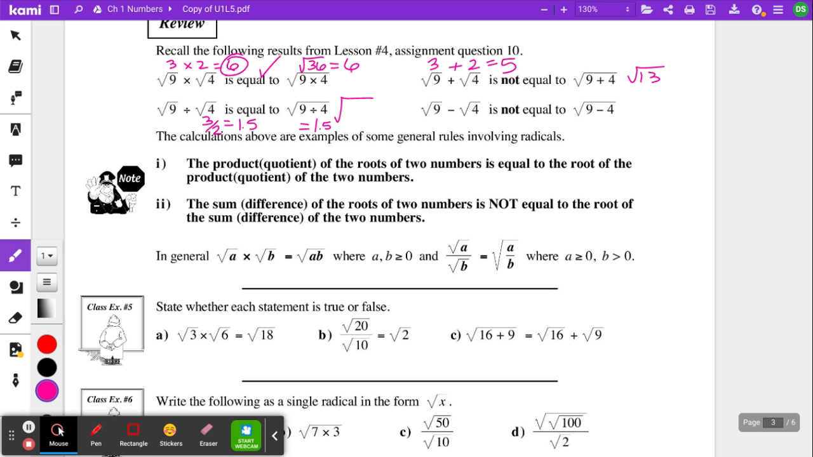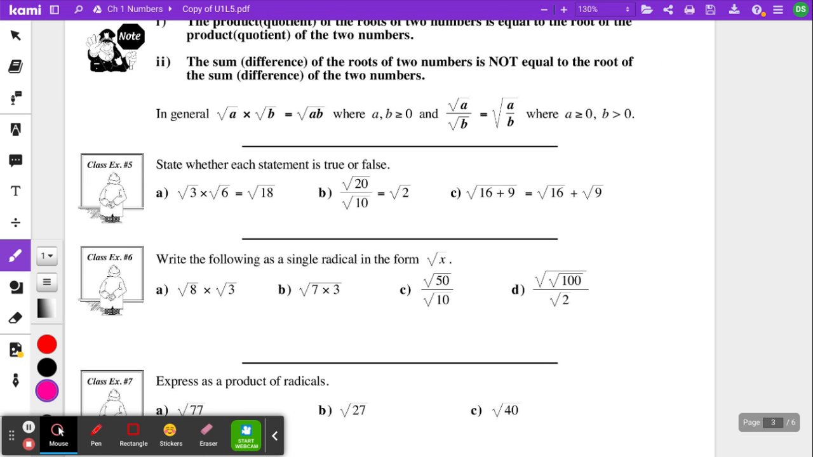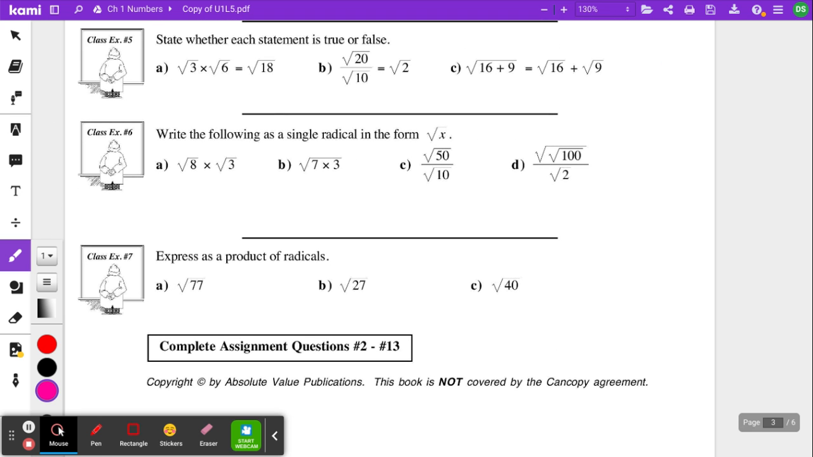The product or the quotient of the roots of two numbers is equal, but the sum is not. All right. So look at this. Do you think it's true that square root of 3 times the square root of 6 is the square root of 18? Is that a true statement? Owen says yes. He's right. Because we're multiplying. Everything's good when you multiply. How about part B? What operation? Division. Are the rules the same for division? Yes. The square root of 20 divided by the square root of 10 is the square root of 2. That is a true statement. What are we doing over here on C? Is this a true statement? No, it is not. There are no rules for addition and subtraction.